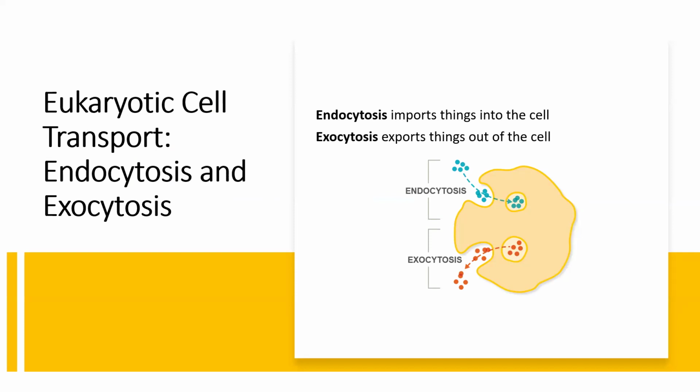All right, so we're going to talk a little bit about cellular transport in eukaryotes, endocytosis and exocytosis. So again, remember, biochemists, they love to define things for what it does. So endo means import or into, and cytosis would be like the cell. So if you import into the cell, you're endocytosing. And if you're exporting things out of the cell, that's exocytosing or exocytosis.